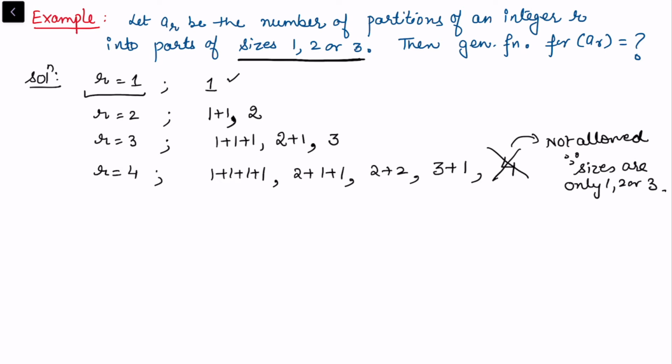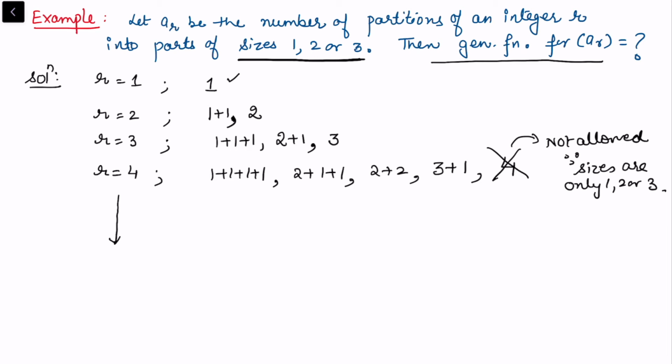So now from here we have an understanding that you can write a partition for any larger number, but the only condition is that we have to use the sizes 1, 2 and 3 only. So now I want to know what is the generating function for this type of partition.